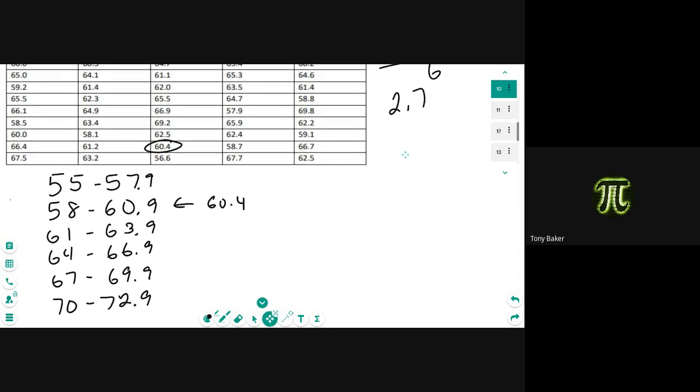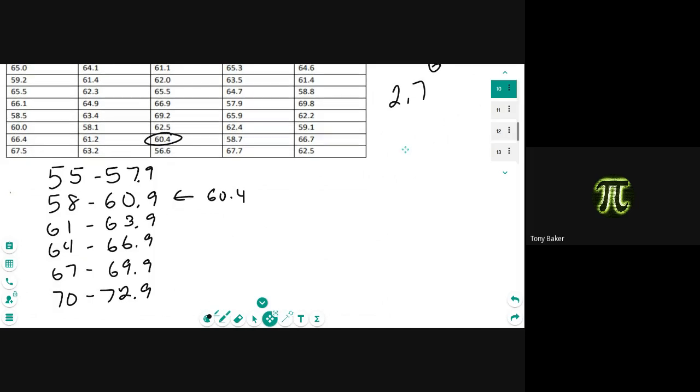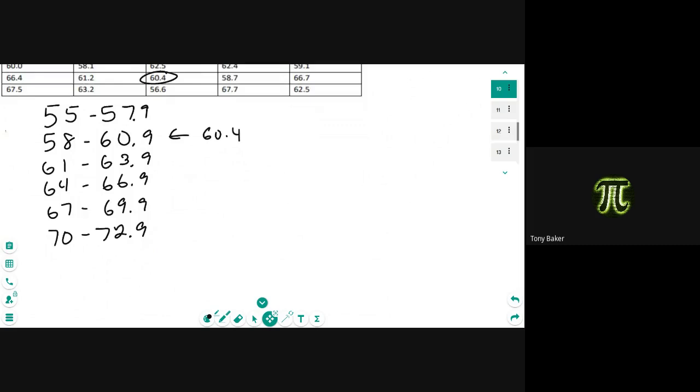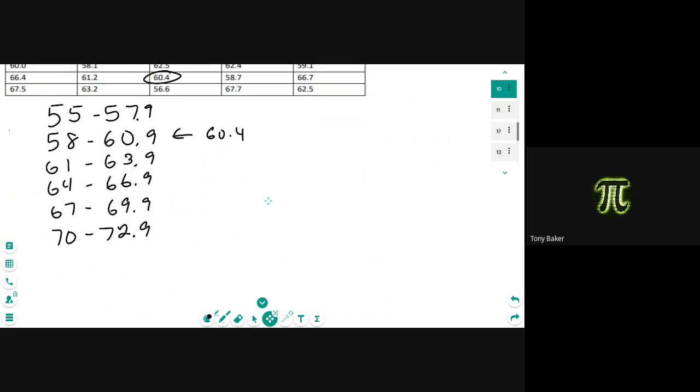All right. Class width in this case is 3. Your lower limit, the first one's 55, then 57.9, 58, and then 60.9. Yes, but we're not doing the decimal piece, so that's fine. Yes, technically you are correct. It'd be 3.9.